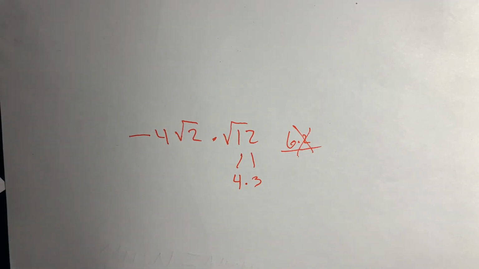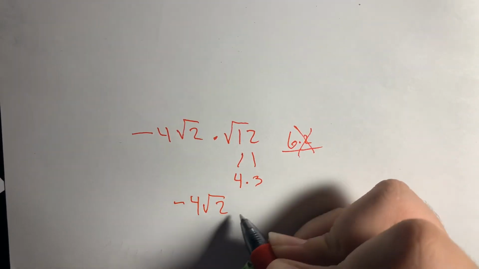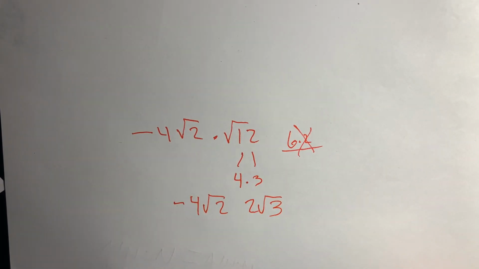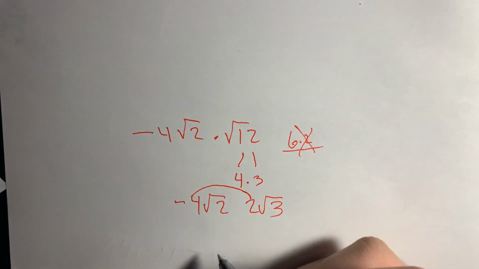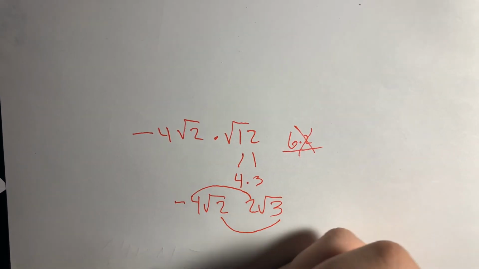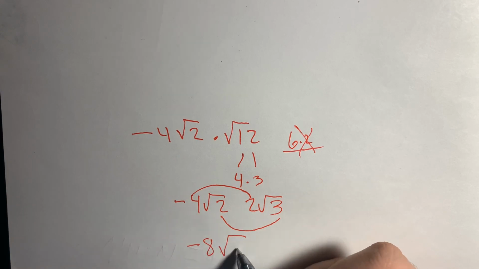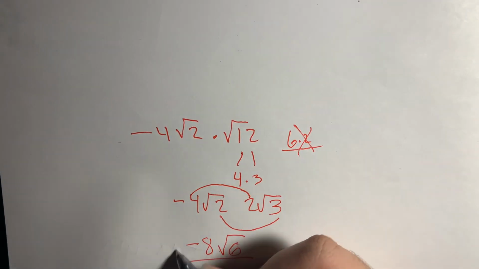Okay, so next, you're going to put negative 4 radical 2 and then 2 radical 3. The next step to this is you're going to want to do negative 4 times 2 and 2 times 3. So it's going to give you negative 8 radical 6. Sorry, I messed up. So this is the answer.